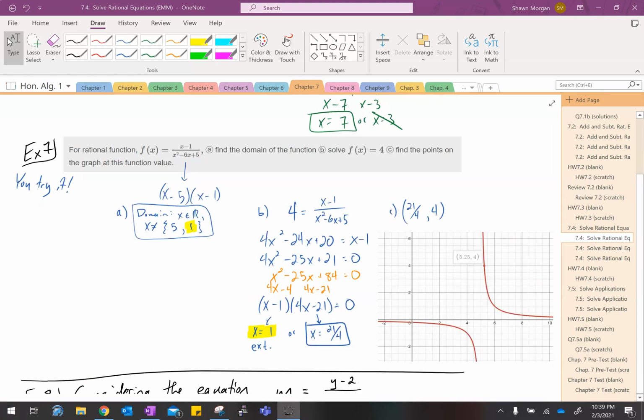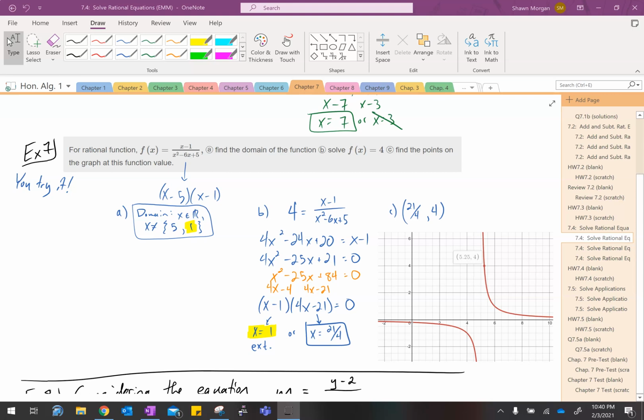All right, here's example 7 worked out for you, part A. Again, we did the domain restrictions. That's where you're finding the roots of the denominator. So hopefully you found 5 and 1. And then in part B, where we set the whole function equal to 4, you solve it out. Now this one factors, as you see here in orange. I used the magic method to factor it out.